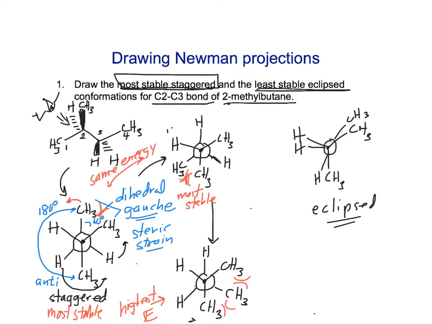And the highest energy one is going to be where these two methyl groups are eclipsed to one another. So this is the highest steric strain. Okay? So in this molecule, we could have two of those possible structures. And so this structure is going to be the least stable eclipsed.